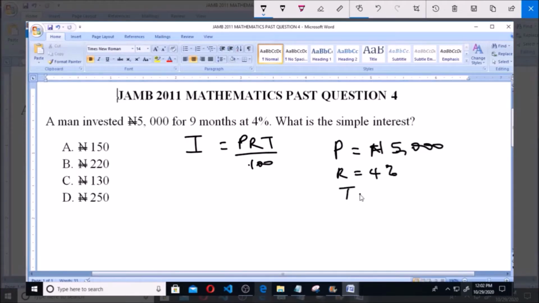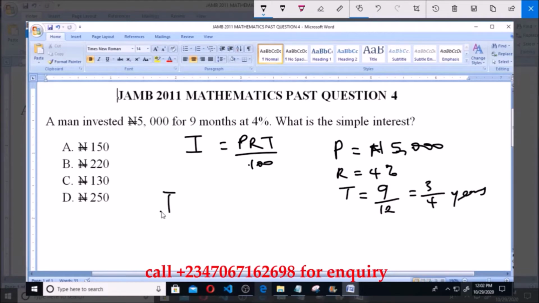Now the time is usually given in what? Per annum, that is in years, but now we are given in months, so we have to convert it to years. Since we have 12 months in a year, that will be 9 all over 12, which is equal to 3 over 4 years. So the simple interest I will be equal to 5,000 multiplied by 4 multiplied by 3 over 4, all over 100.